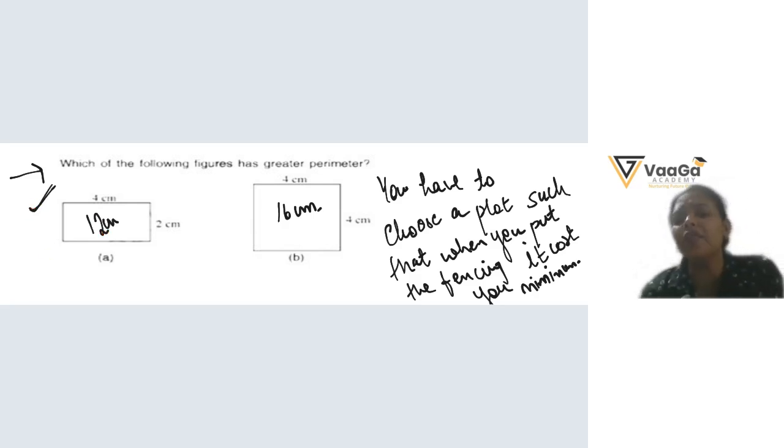Right. And what if I have to choose the carpet area? That costs me the maximum. Which plot will I choose? If I want my carpet area cost to be the maximum, then we'll use the square. Yes. Very good.